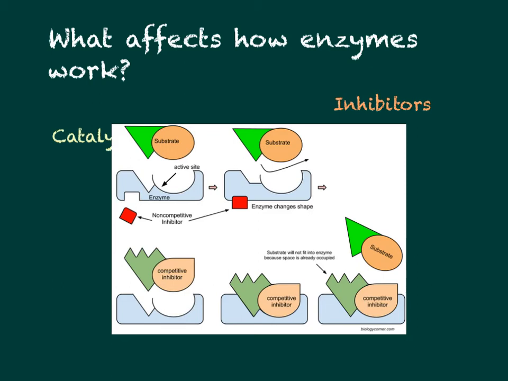There are various things that affect enzymes. In this case, we're going to talk about inhibitors. There are two major types of inhibitors: non-competitive inhibitors and competitive inhibitors. And it's just like it sounds. A competitive inhibitor is actually in competition for that active site.